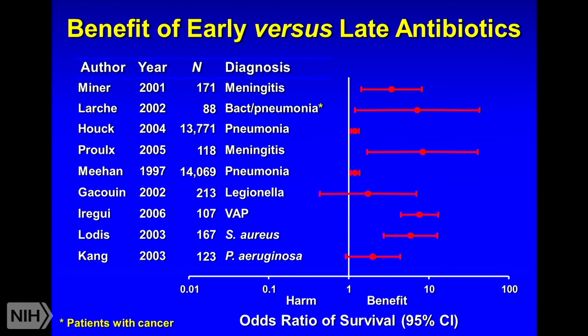And this is the benefit of giving antibiotics early versus late. And once again, you can see the odds ratios of survival here. You don't need an analysis. No matter what the diagnosis was, the year of the study, you found a beneficial effect when you gave early and appropriate antibiotics.